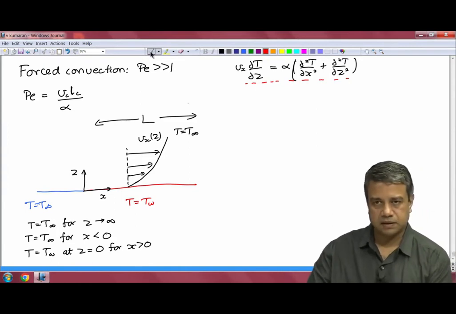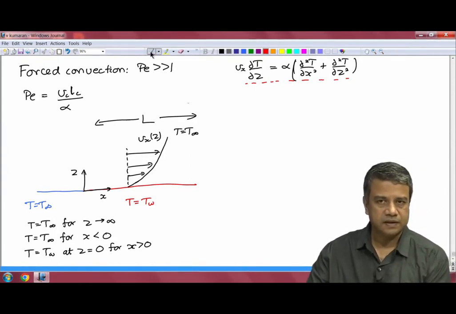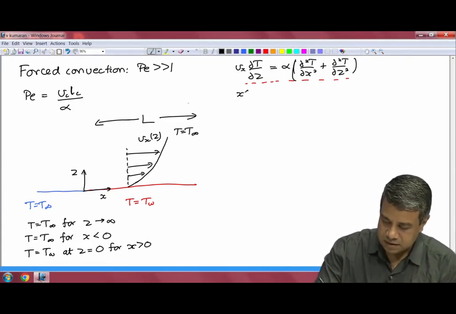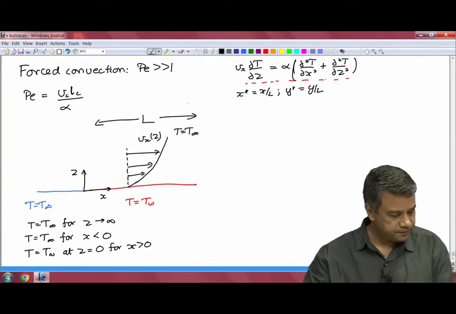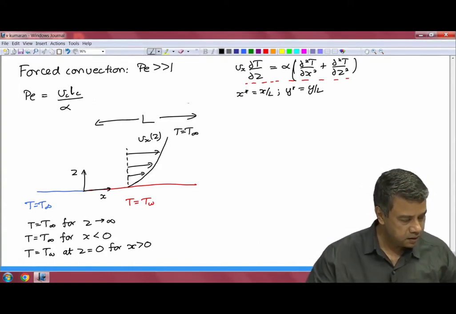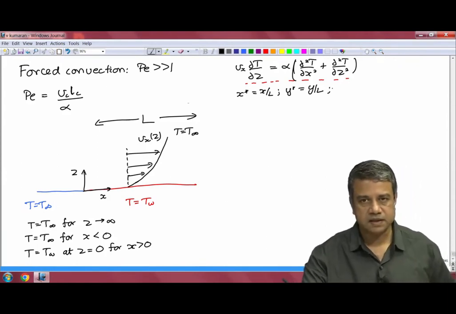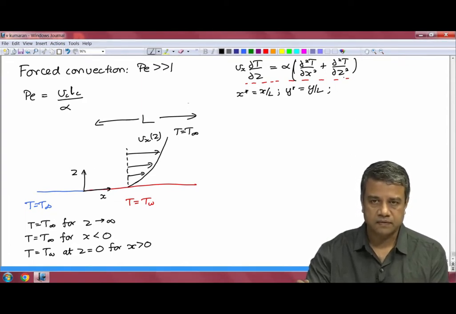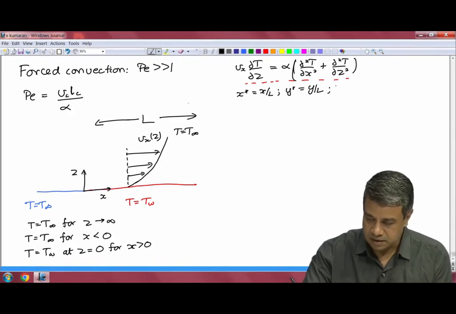Now, I can scale. The only length scale that I have here is the length of the heated section. So, therefore, I can write x star is equal to x by L, y star is equal to y by L. And the velocity Vx can be scaled by the characteristic velocity: average velocity in the case of flow through conduits and free stream velocity in the case of flow around objects. So, Vx star is equal to Vx by Vc.